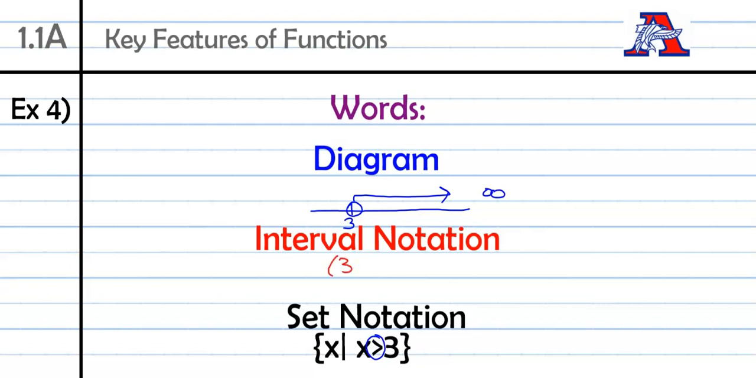Now when we hop to interval notation, we have a 3 as our smallest number, infinity as our biggest number, not touching either one. So regular parentheses. And then words, this one will be a little bit easier. It's just going to be all real numbers greater than 3.